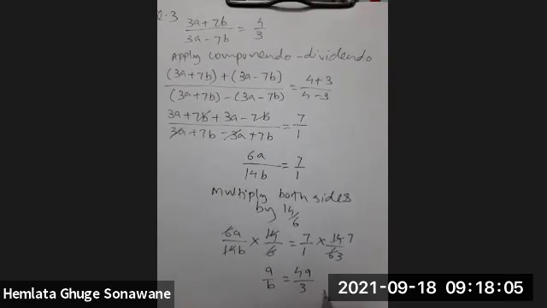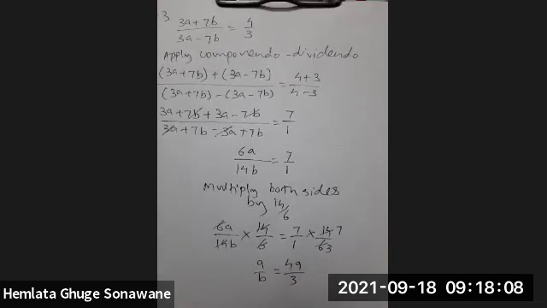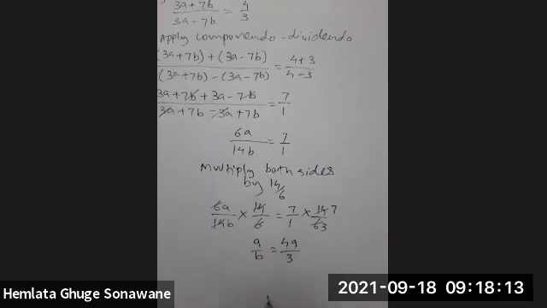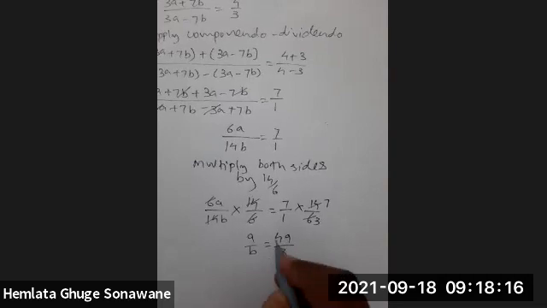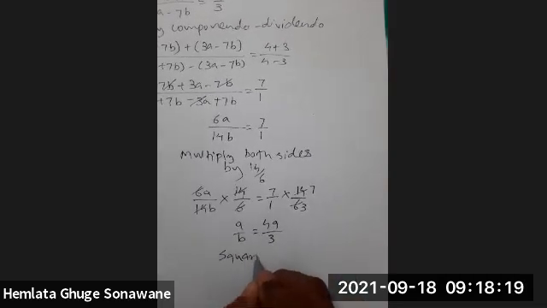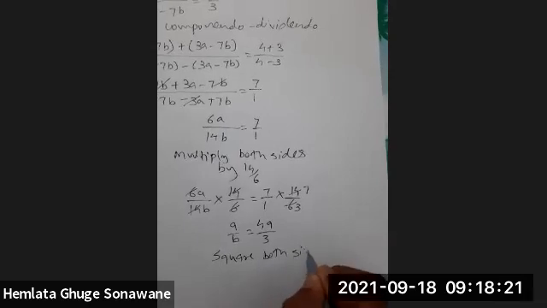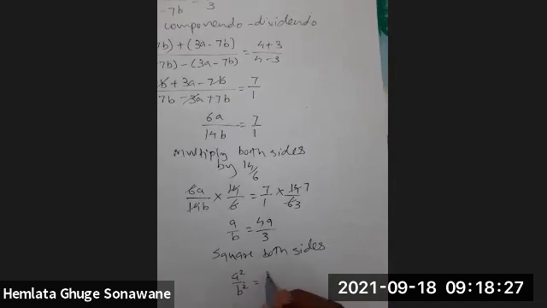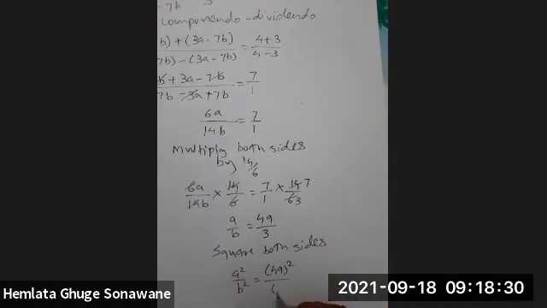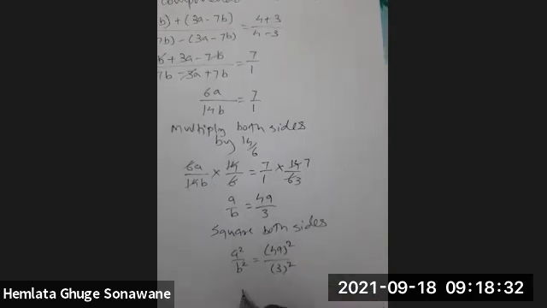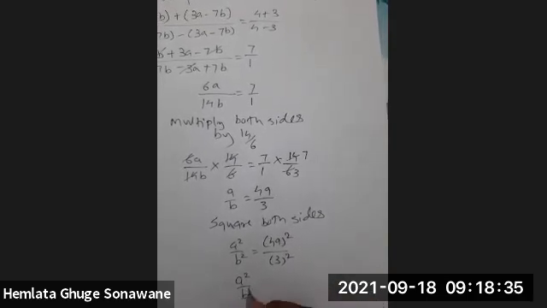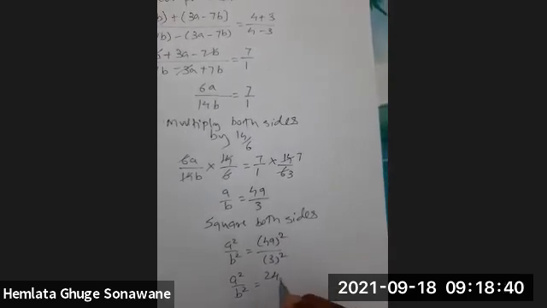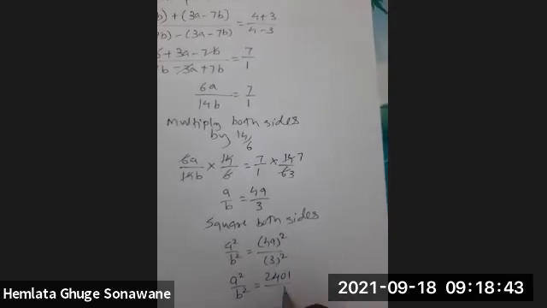Now into the example, we have to find out the ratio for 3a square minus 7b square upon 3a square plus 7b square. So we'll square these terms. Square both the sides. So a square upon b square is equal to 49 square upon 6 square. Okay. So here a square upon b square is equal to square of 49 is 2401, square of 6 is 36.